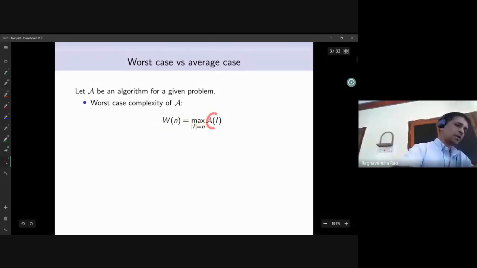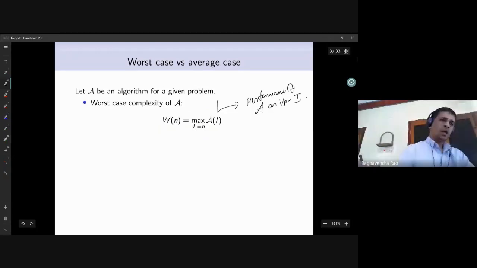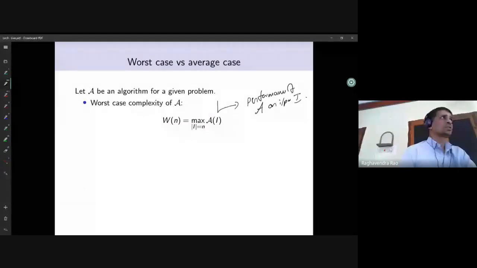So A of I, an abuse of notation, represents the performance of A on input I. Now performance could be anything. In the case of quicksort, we were looking at comparisons. In the case of integer multiplication, we were looking at bit operations. In the case of Strassen's multiplication, it was the number of arithmetic operations, addition and multiplication.